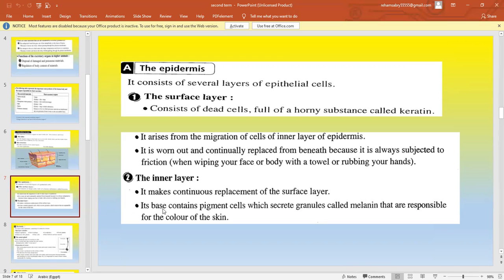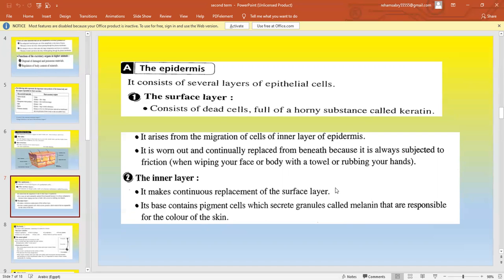Okay, we understood. Number 2, its base contains pigment cells. The base has pigment cells which secrete granules called melanin. What is melanin? Melanin is a pigment that is responsible for the color of the skin. Everyone has melanin in different percentages. Okay, the more melanin there is, the darker the color; the less, the paler. So we know which part of the skin is responsible for the appearance of color.